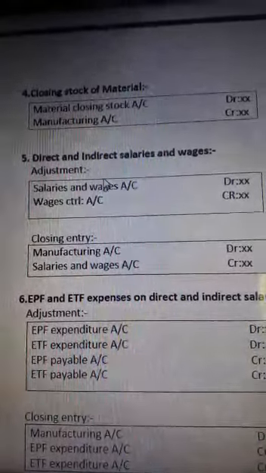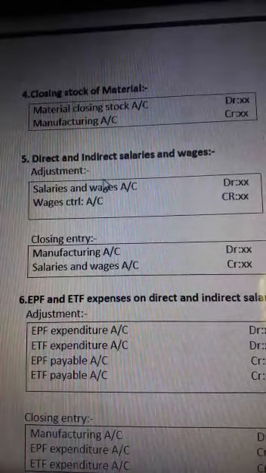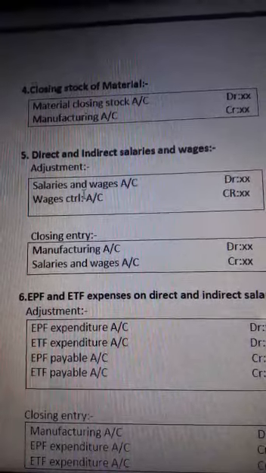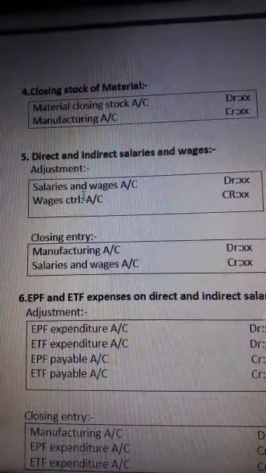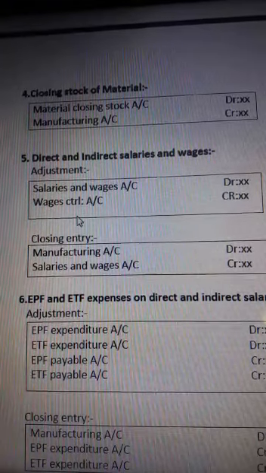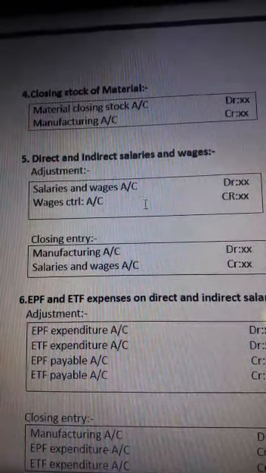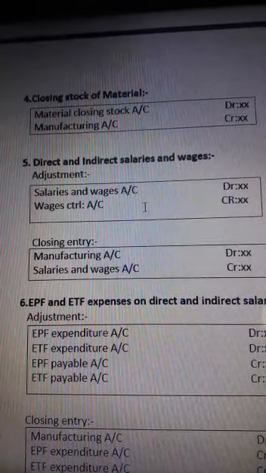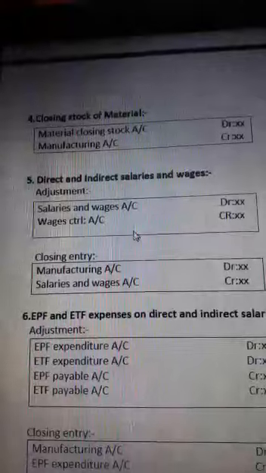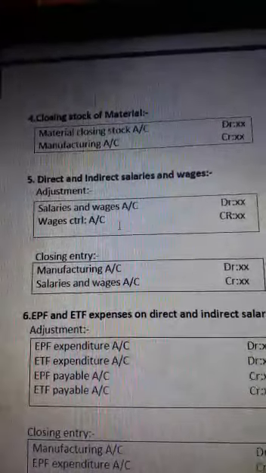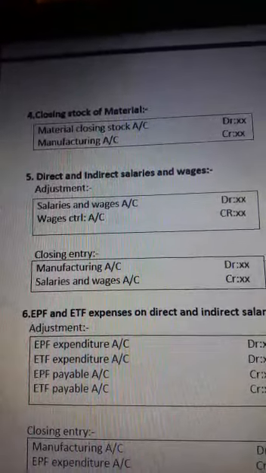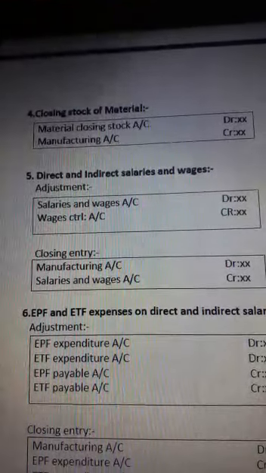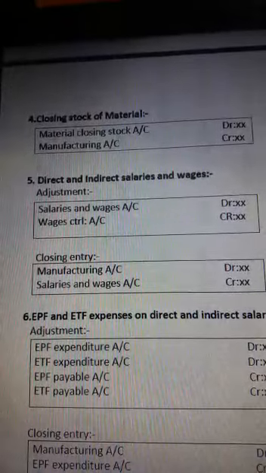So we move to the fifth double entry, direct and indirect salaries and wages. Adjustment is when, as you know, we make the adjustment for salaries and wages account debit, wage control account credit. The EPF contribution of the employees would be deducted from the salaries and wages control account, and it will be credited to the EPF payable account from the wage control account. Therefore, the first adjusting double entry is made as salaries and wages debit, wages control account credit.